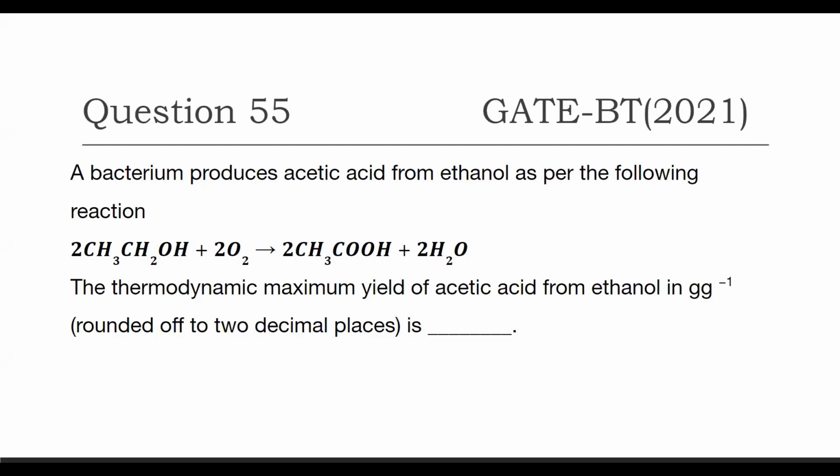The question is, a bacterium produces acetic acid from ethanol as per the following reaction: 2CH3CH2OH plus 2O2 gives you 2CH3COOH plus 2H2O. You have to find out the thermodynamic maximum yield of acetic acid from ethanol in gram per gram, rounded off to 2 decimal places. So let's see how to do that.